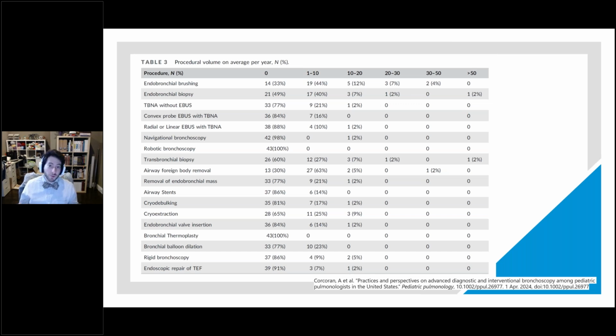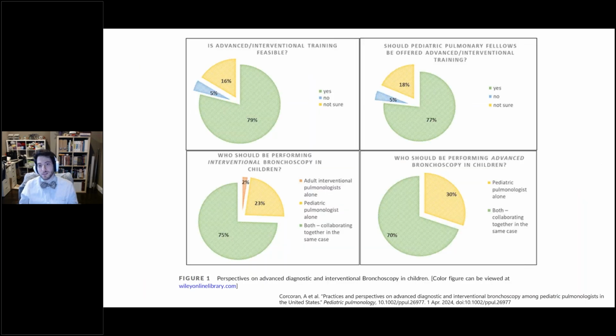These are uncommon procedures for our colleagues, and there remains questions about how they're going to get experience and who they're going to work with to try and treat these patients. So when we ask the question of, is pediatric advanced bronchoscopy feasible and should it be trained to our fellows, the answer is overwhelmingly yes. But then the question of who should be performing these procedures and in what sorts of teams is where we start to see interesting data.